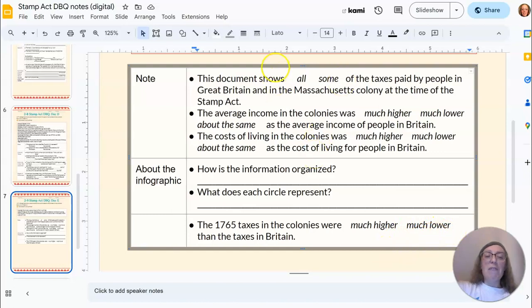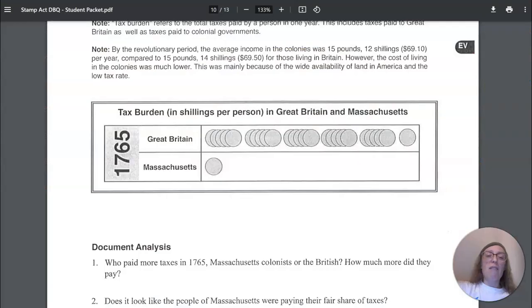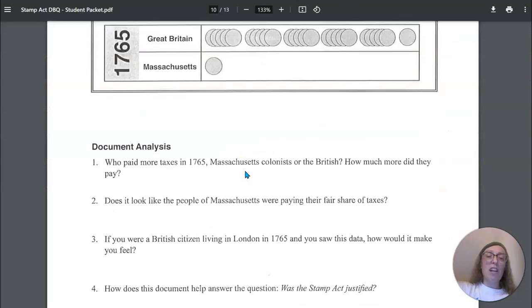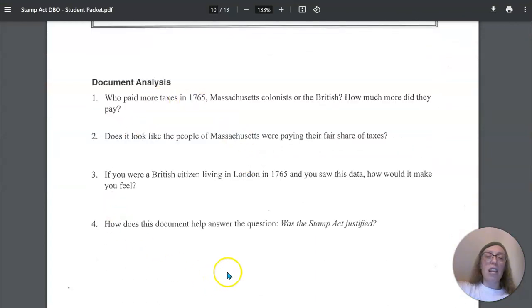When you have finished filling in those notes, please go back and make sure you have your packet completely finished up with all of the questions on each of the documents. And then you're going to be ready to finish up with writing a great essay.